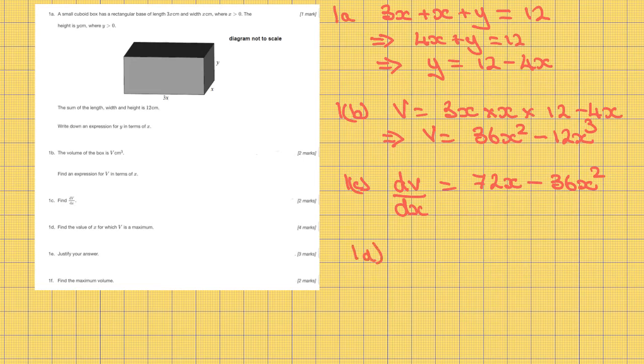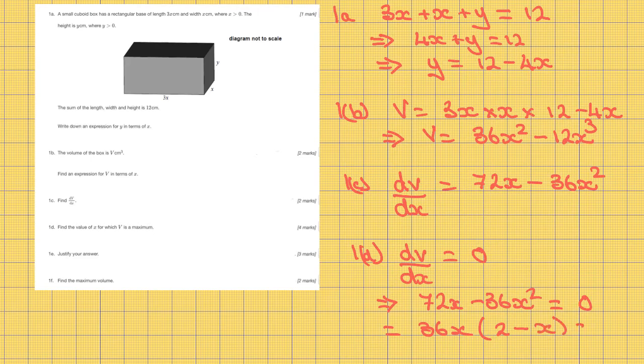So 1d. For a maximum, dv over dx is equal to 0. Therefore, 72x minus 36x squared is equal to 0. Therefore, 36x brackets 2 minus x is equal to 0. Therefore, x equals 0 or x equals 2. x equals 0 is impossible, therefore x must equal 2.